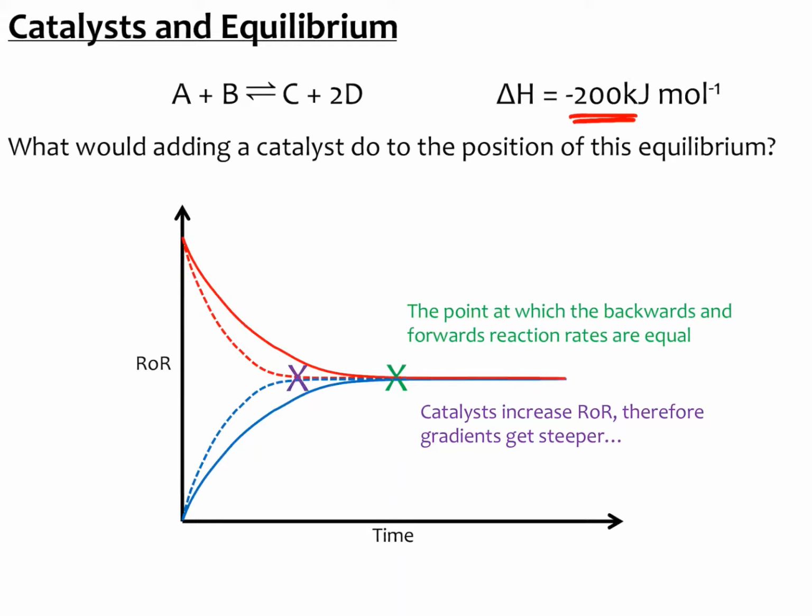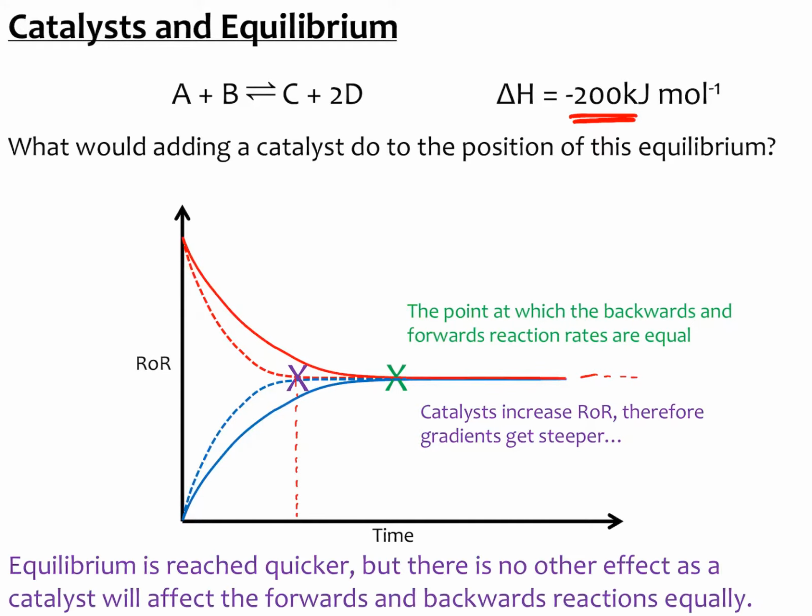So what happens to the position of equilibrium? Well, absolutely nothing. It stays in the same place. All that happens is that the position of equilibrium is reached more quickly. So equilibrium is reached quicker, but there's no other effect because catalysts affect the forwards and backwards reaction rates equally.